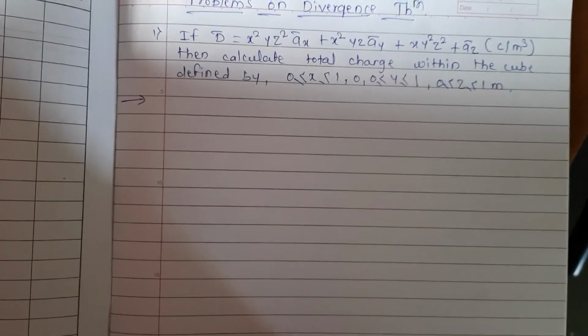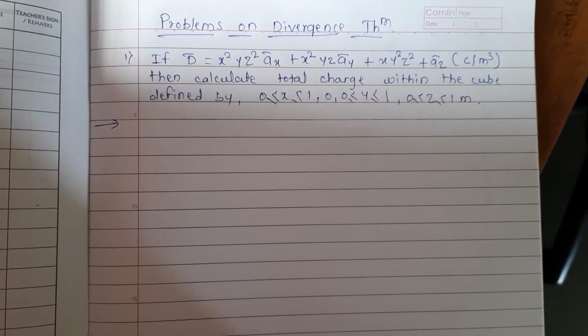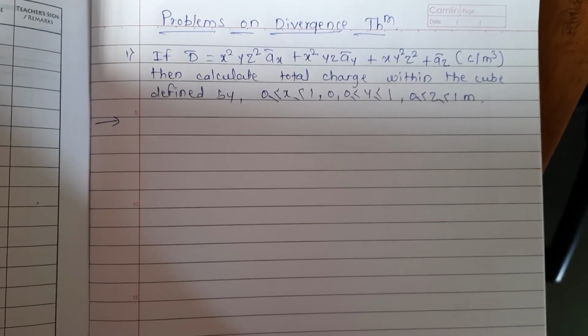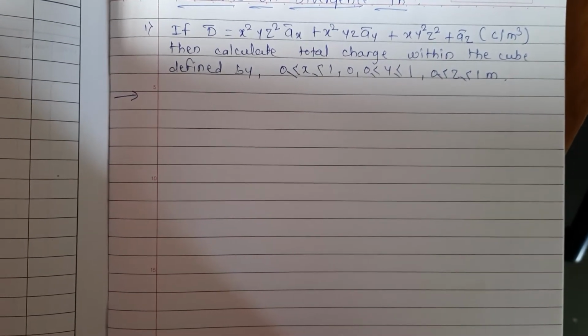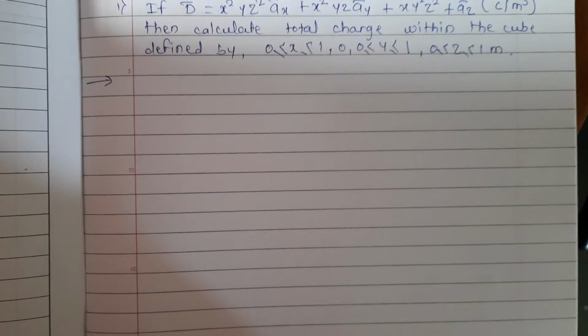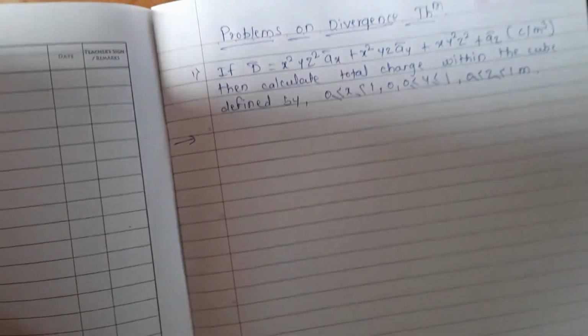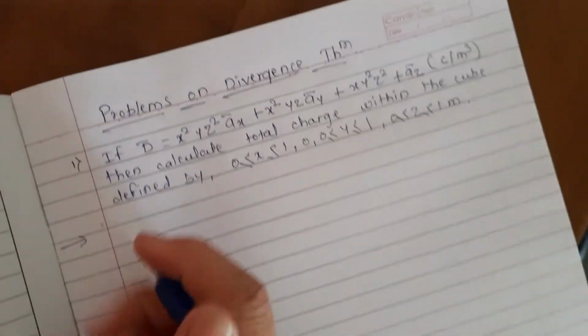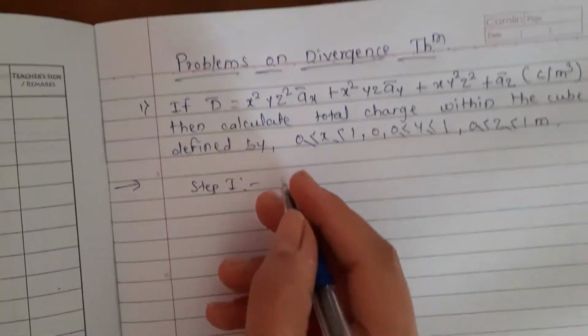There are two steps. First step is using the divergence theorem, calculate the rho v, and the second step is calculate the total charge by using the equation of Q. So we write here step 1. Step 1 is calculation of rho v.